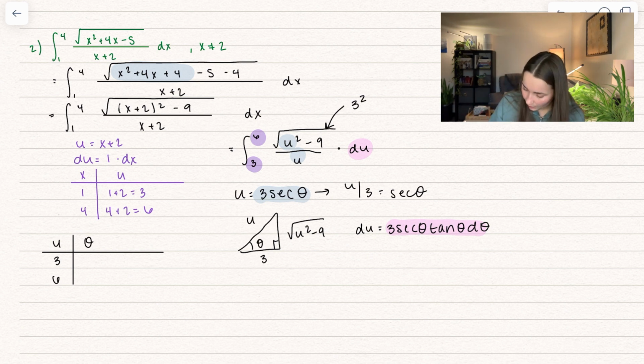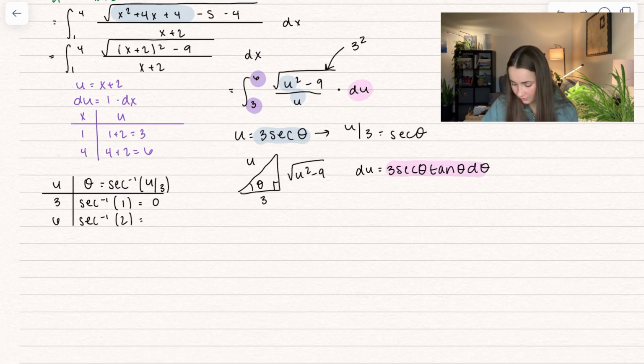So here we're going to go ahead and use the fact that theta is going to be equal to inverse secant of u divided by 3, right? So first we get theta is going to be inverse secant of 3 divided by 3, which is 1. So at what angle is secant going to be 1? And that's going to be at 0. So now here we want to find inverse secant of 6 divided by 3, which is equal to 2.